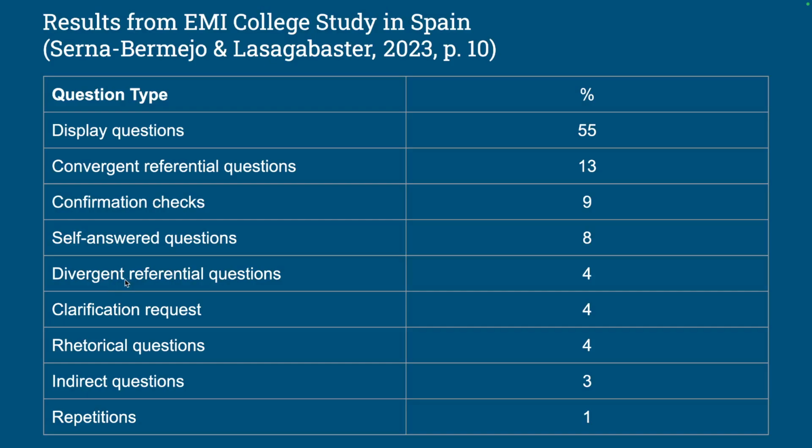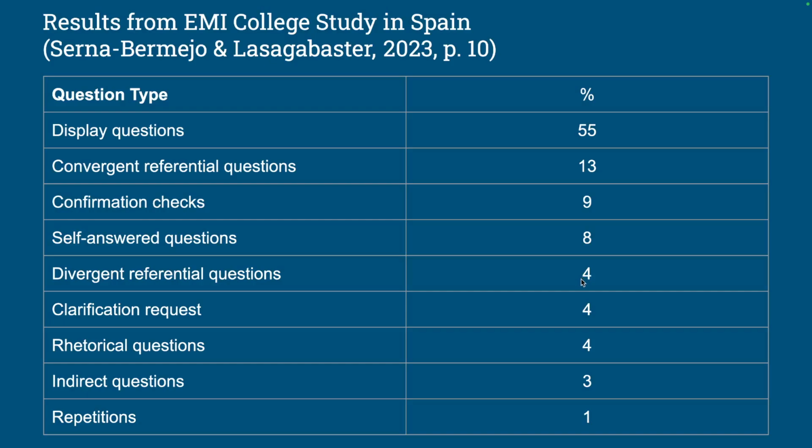And finally, down here, we have divergent referential questions. So while you were thinking about it, which type should be the best for creating interaction in the classroom, you can see divergent referential questions down here at only 4%. 4% of the questions used.